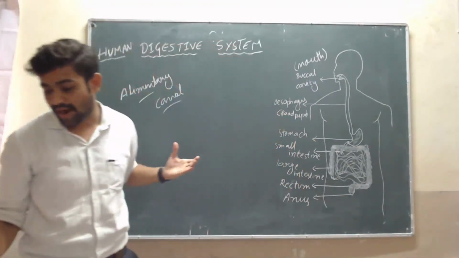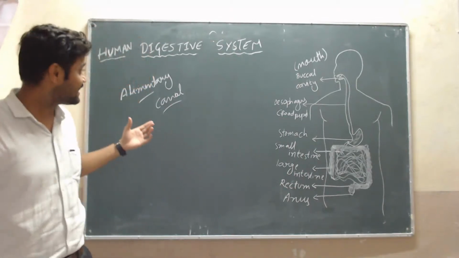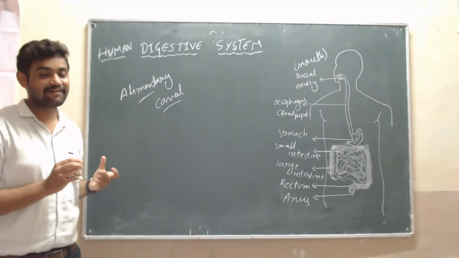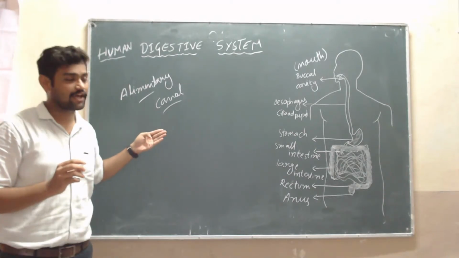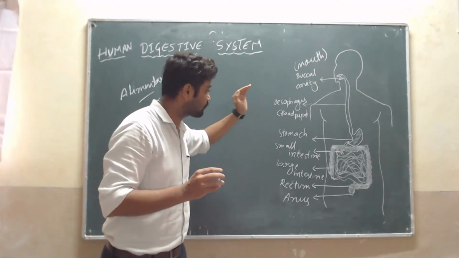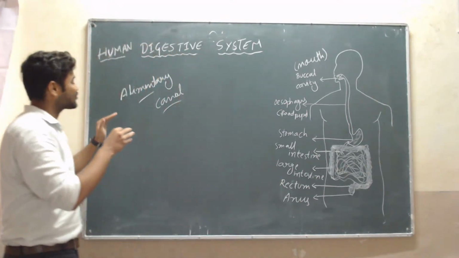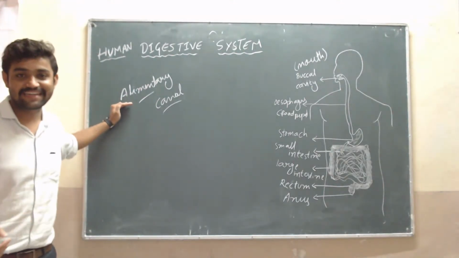All these parts together we will call the alimentary canal. What is that? Alimentary canal. Together, it includes the mouth, buccal cavity, food pipe, stomach, small intestine, large intestine, rectum and anus. All these parts together we call the alimentary canal.